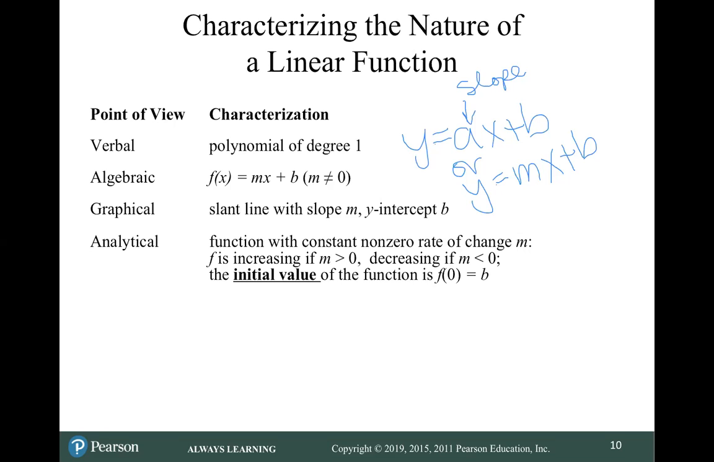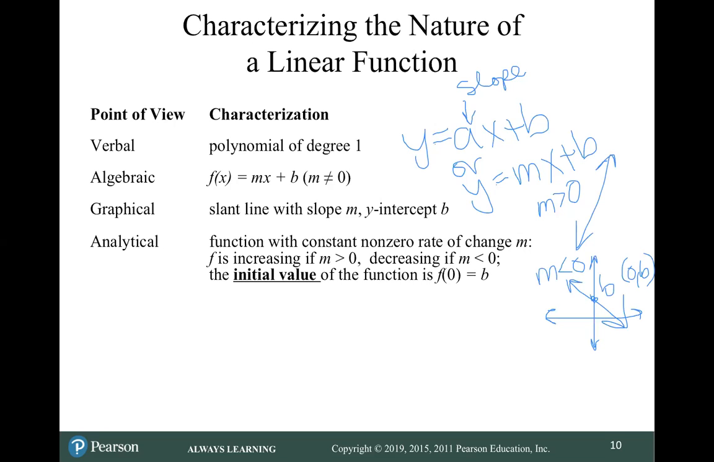Graphically, we know that we can draw this with a slope of m. If m is positive, it will look something like this. If m is negative, it will look something like this. And where it crosses our y-axis, we call that point b, and we label that with the ordered pair (0, b).